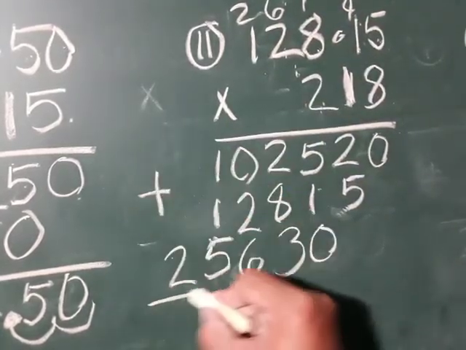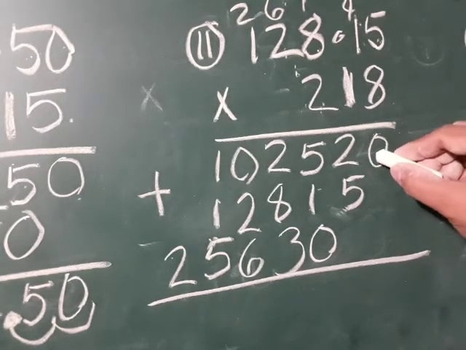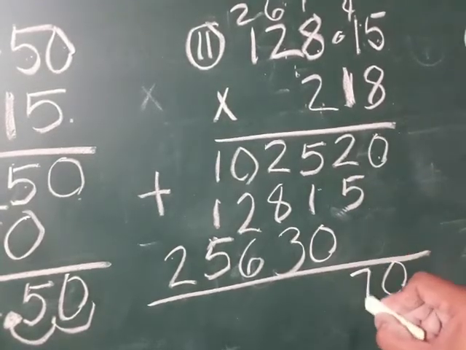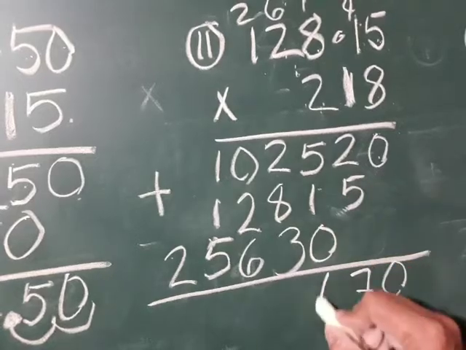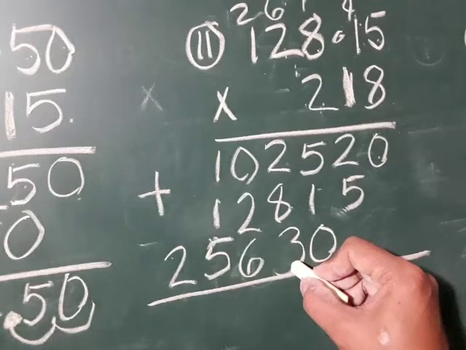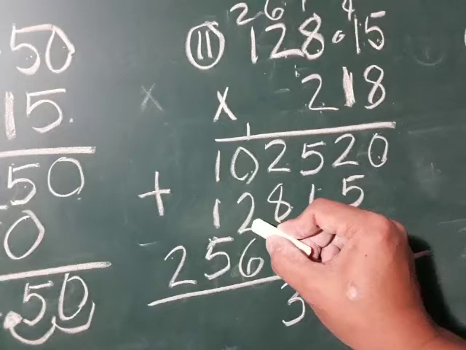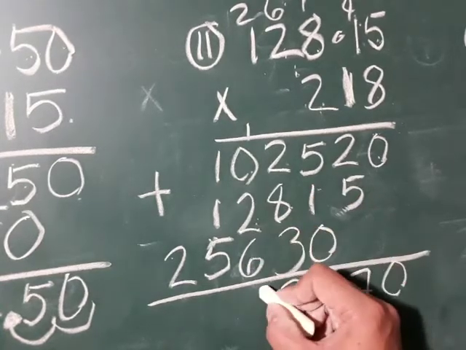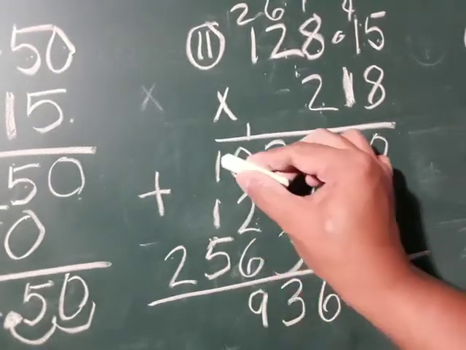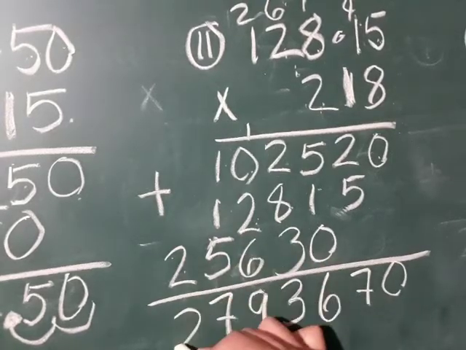Proceed to addition. So add, bring down 0. 5 plus 2, 7. 5 plus 1, 6. 2 plus 8, 10, plus 3, 13. Carry 1. So 0 plus 2 is equal to 2, plus 6 is equal to 8, plus 1 is equal to 9. Next, 1 plus 1, 2 plus 5 is equal to 7. And then bring down 2.